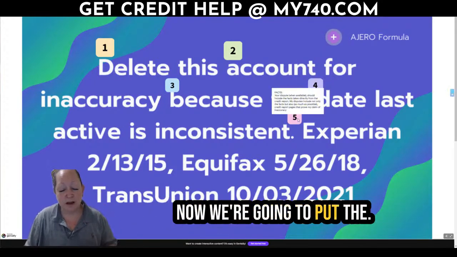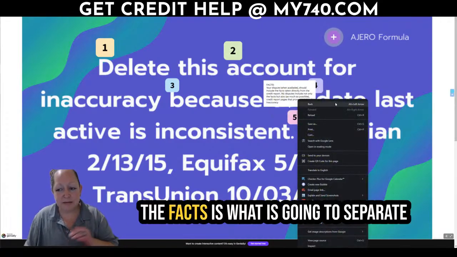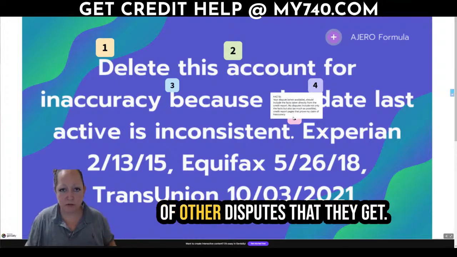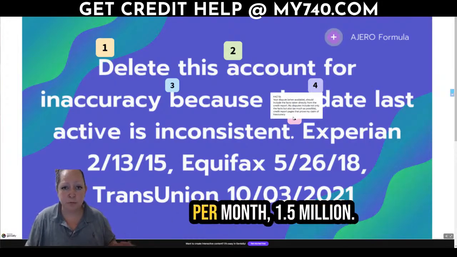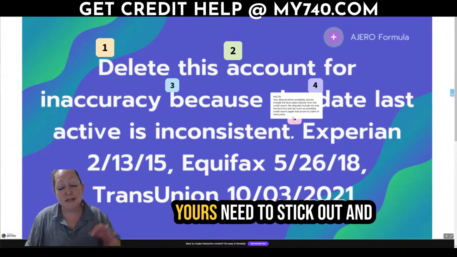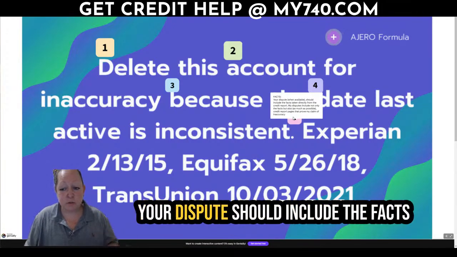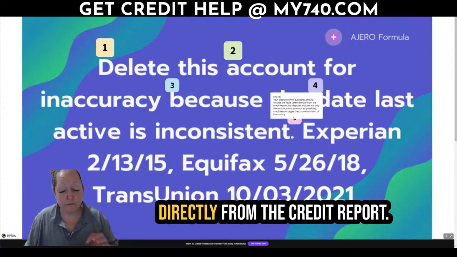Now we're going to put the facts. The facts are what is going to separate your dispute from all of the millions of other disputes that they get. And this is per bureau per month, 1.5 million, okay? Yours need to stick out and give them a reason to remove it. Your dispute should include the facts directly from the credit report.